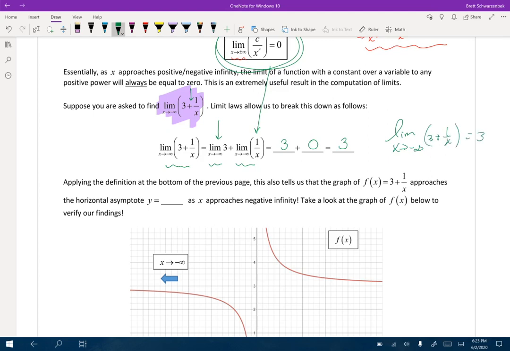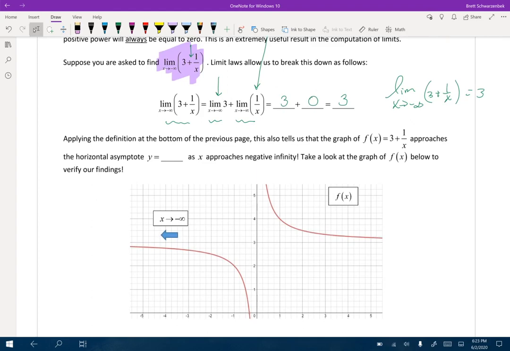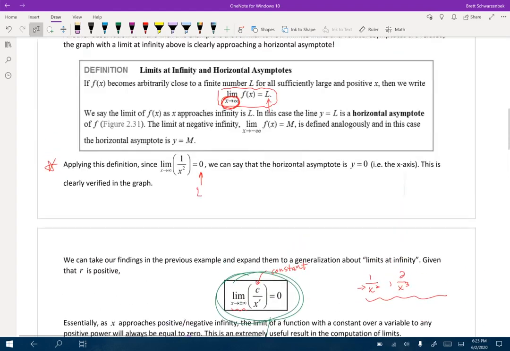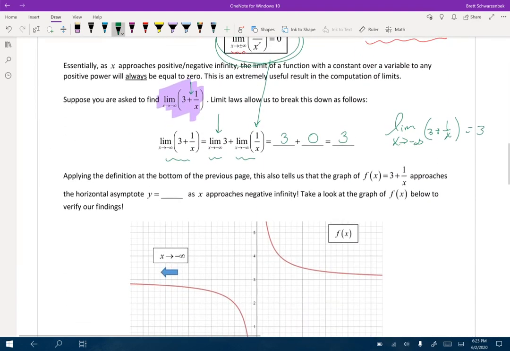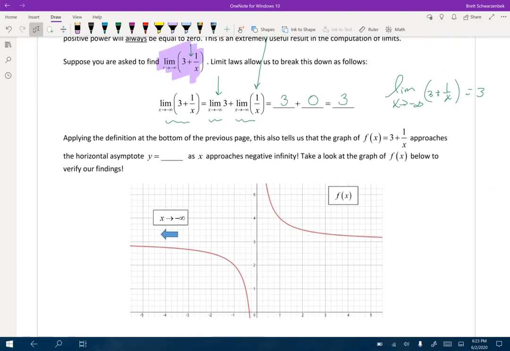So if we apply the definition that you learned right here, we now know that if we have the limit as x goes to some infinite value of a function, and it's equal to L, then y equals L will be the horizontal asymptote. So if we go by that logic, what is L in this problem? It is 3, which means y equals 3 is going to be our horizontal asymptote.